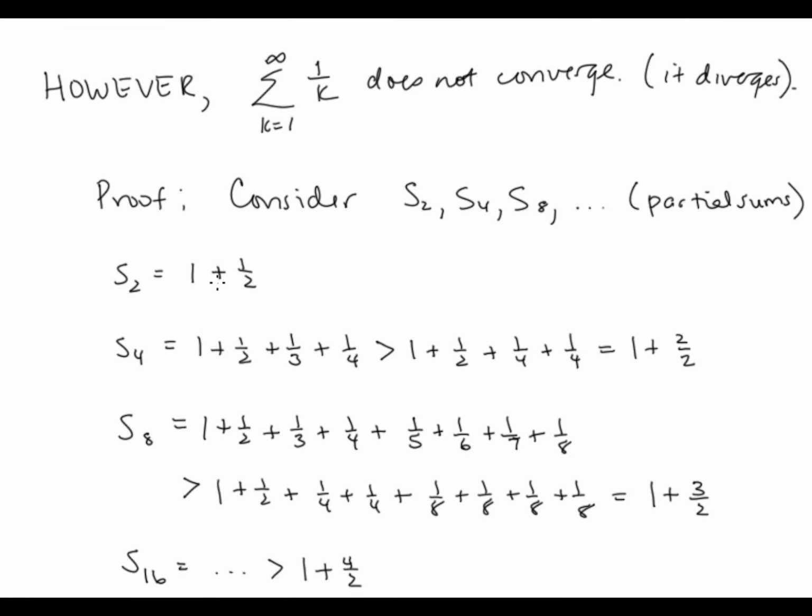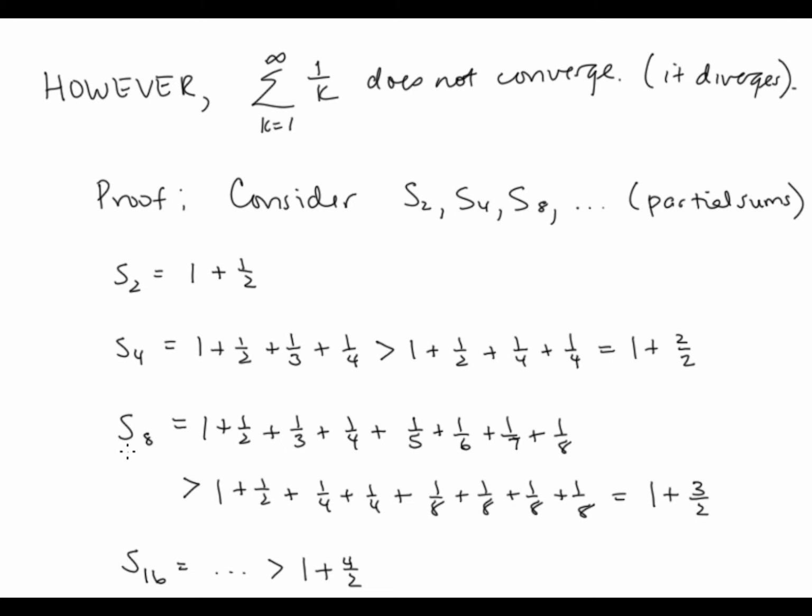S2 here is 1 plus a half. S4 is 1 plus a half plus a third plus a quarter. But notice that this 1/3 is bigger than 1/4. And for convenience, we're going to make this inequality here. Put in the 1/4, and then this sums to 1 plus 2 halves.